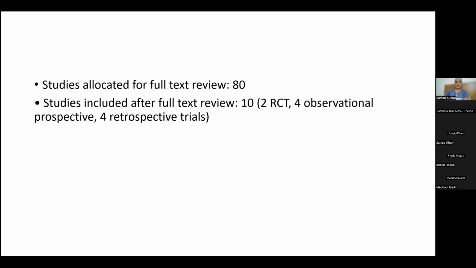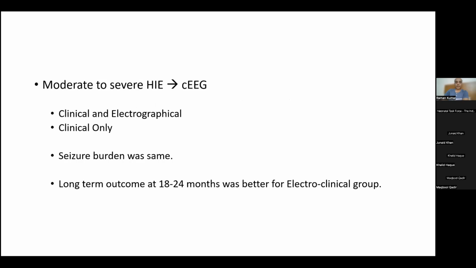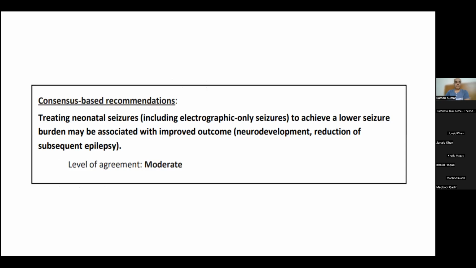So they found 80 studies, and there were 2 randomized controlled trials out of 10 that they found. What they did was take moderate to severe HIE patients, and they did EEG on everyone. There was a group of children with clinical-only seizures and no EEG findings, and a group with EEG findings as well as clinical findings. The seizure burden was basically the same, but the long-term outcome at 18-24 months was better for the electroclinical group, which was treated. So you need to treat the EEG in order to have a better outcome as well. Not just the clinical seizures, but the electrographic seizures as well.